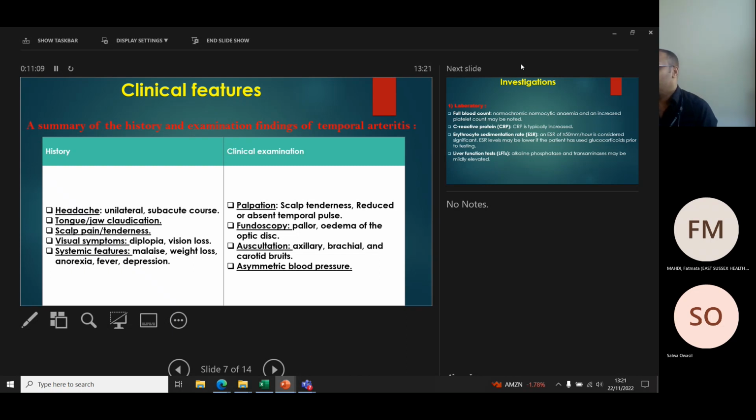Clinical examination, as we mentioned, includes four points: palpation for tenderness, auscultation for bruit, and auscultation will be on the axillary and carotid arteries; asymmetrical blood pressure measurement in both arms; and fundoscopy, which is a very important examination, especially in cases of visual disturbance, which will reveal a pale disc with a blurred peripheral border, which is disc edema.